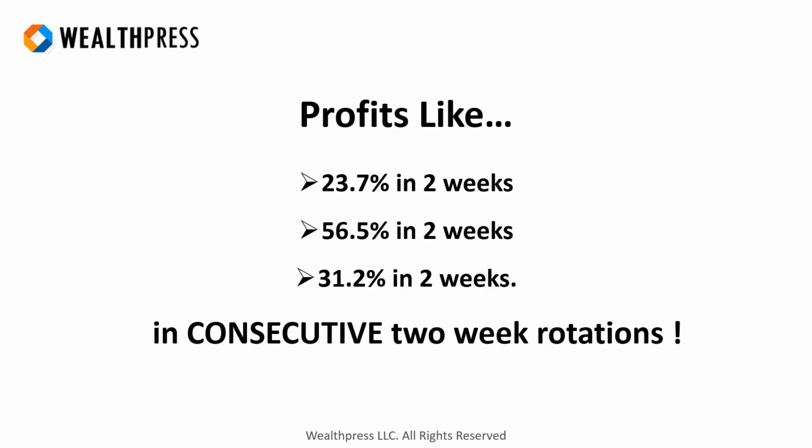And as most of you know, we're coming off a brutal 2018, especially for traders who only held long positions. The normally steady S&P 500 had drawdowns of over 13%, while the alpha rotation stayed below 3% drawdown through all the hectic market conditions. And better yet, while many were losing their shirts, my alpha rotation trades were knocking out profits of 23.7%, 56.5%, and 31.2% in consecutive 2-week rotations.